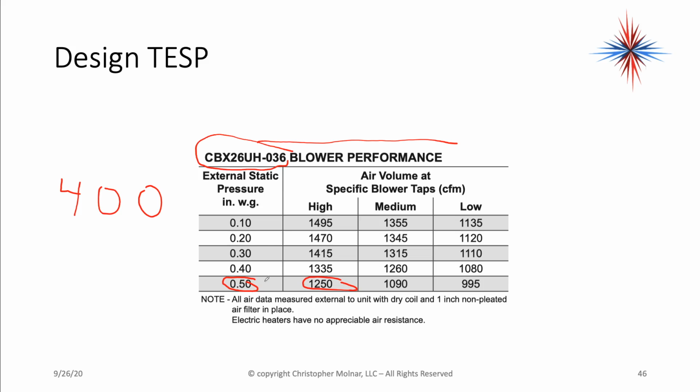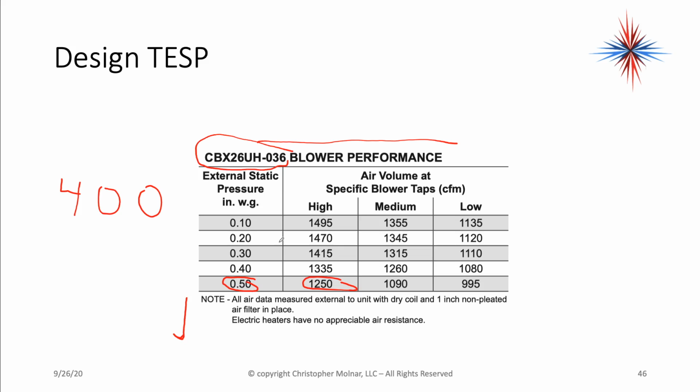Now, as my static pressure goes lower, I can move more air. Obviously, the opposite is in effect. If my static pressure goes higher, I'm not going to move as much air. Now, this is measured with a dry coil. Okay, this is a dry coil. Once my coil gets wet, the pressure drop across that coil is going to go up anyways.